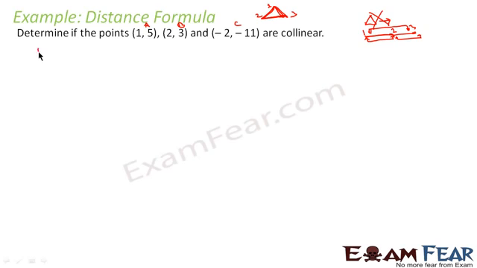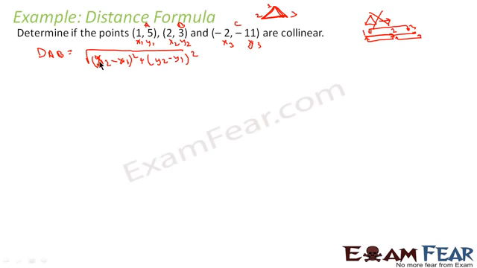Now, the distance between points A and B. Let's suppose these are (x1, y1), (x2, y2), (x3, y3). I'm talking about point AB. That would be nothing but the root of (x2 minus x1) square plus (y2 minus y1) square, and the whole thing is in root.